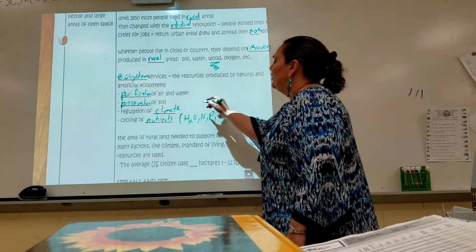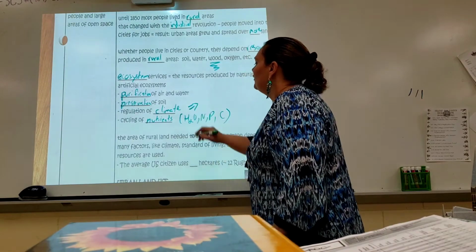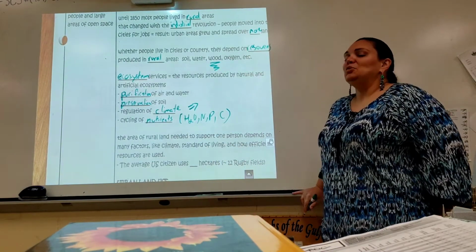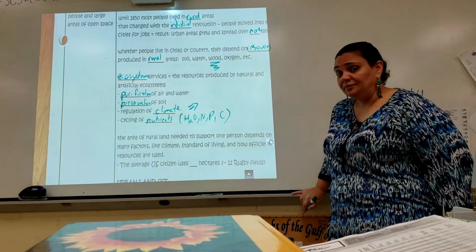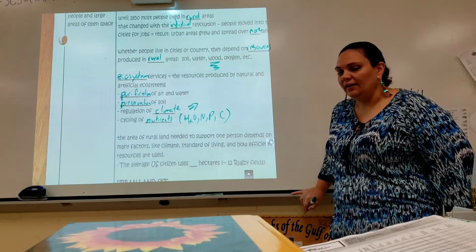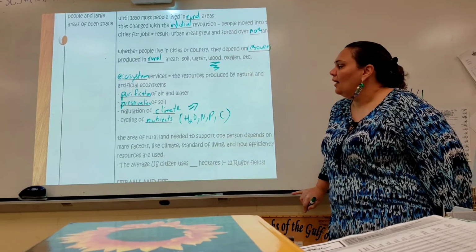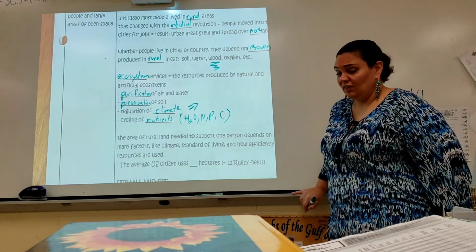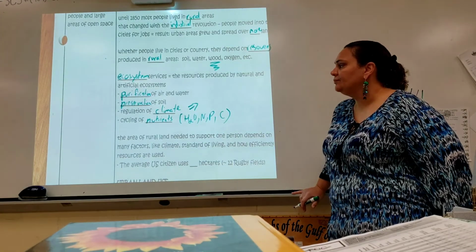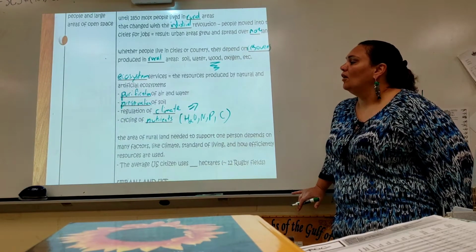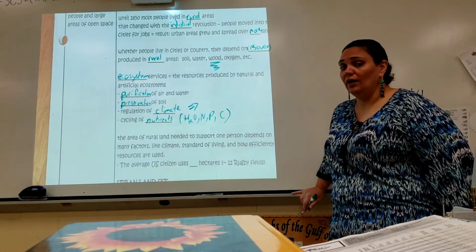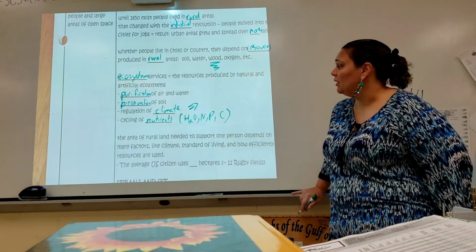Now, regulation of climate. If you've ever been in a city like New York, it gets really, really hot. Why do you think? You've got a lot less what there? You're going to have a lot less trees, right? So if you've got less trees, you're going to have a lot more buildings. So all of that ends up making the whole area warmer, believe it or not.